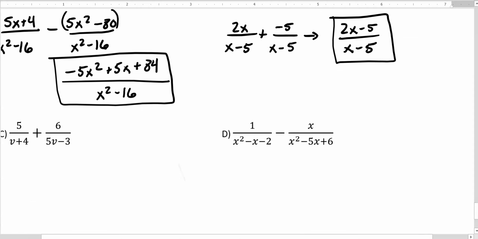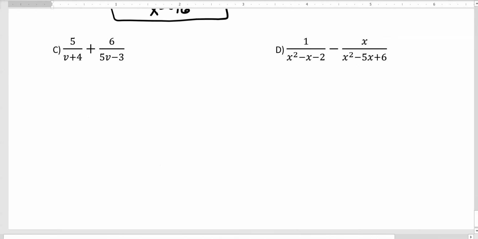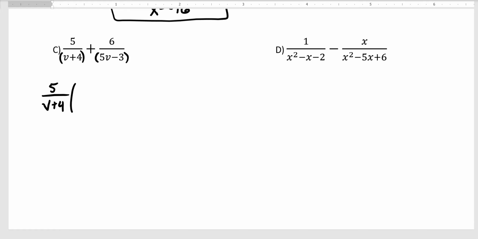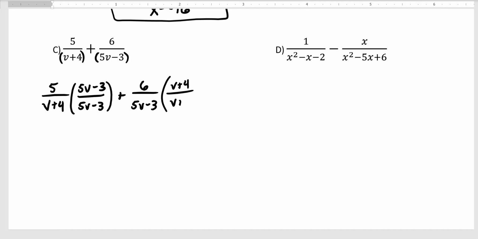Beautiful. All right, now looking at letter C: v plus 4, 5v minus 3. No common factors here, right? There's v plus 4 and 5v minus 3. Those are the factors in and of themselves, definitely not common. So that means I'm going to need to multiply each fraction by the factor it's missing. So 5 over v plus 4, and I'm going to multiply that by 5v minus 3 over 5v minus 3, plus 6 over 5v minus 3 times v plus 4 over v plus 4.